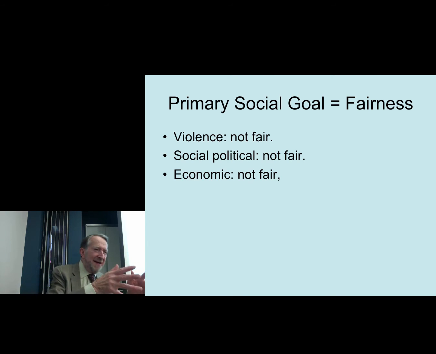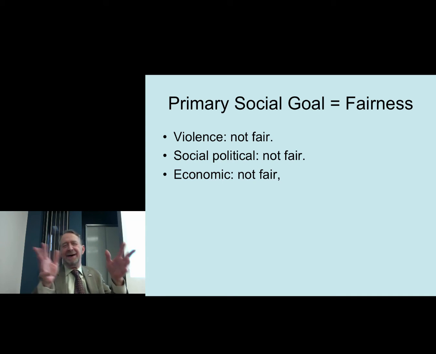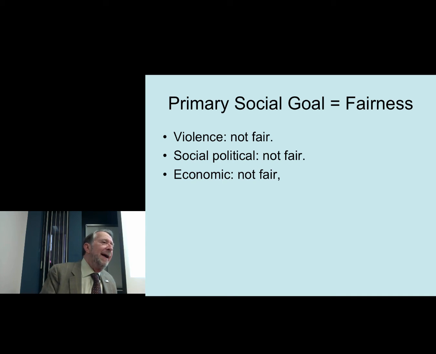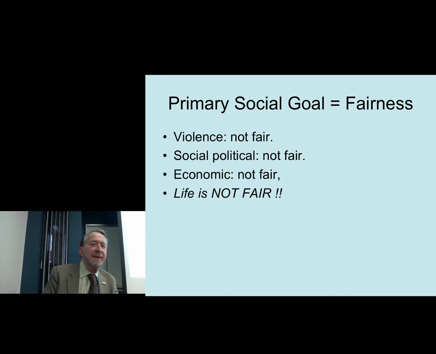You can make hot sauce. You can serve wonderful food. You can create music. You can create a clothing line. You can do anything that other people would like to have, and if you can do it well enough, you can make a lot of dollars doing it. So violence is not fair. Social political is not fair. Economics is not fair. What's true? Life's not fair, right? Get over it.